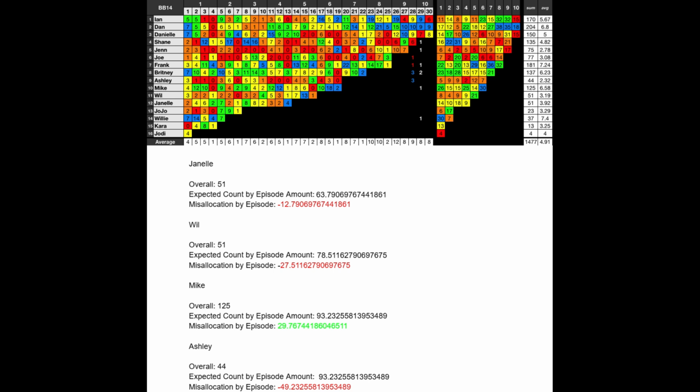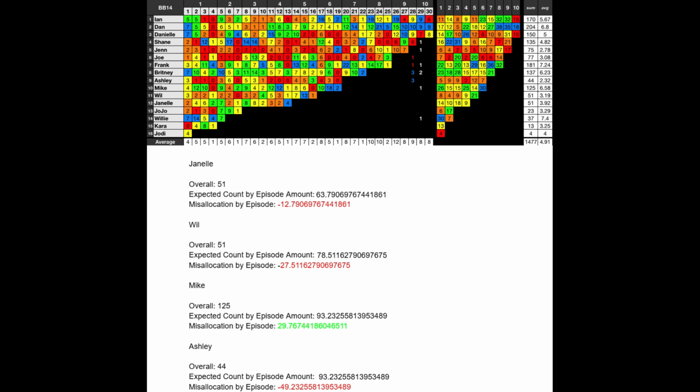Janelle got 51 confessionals throughout the season, and her expected count by episode amount is 63.79, causing her to have a negative 12.79 misallocation by episode. And this clearly just shows to me that she really wasn't in production's favor to the point where they needed to shove her in everywhere compared to her prior 2 seasons.